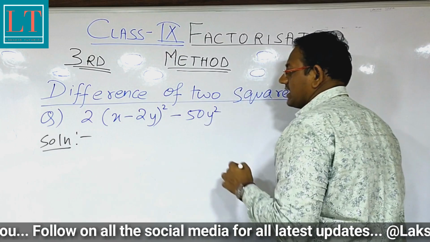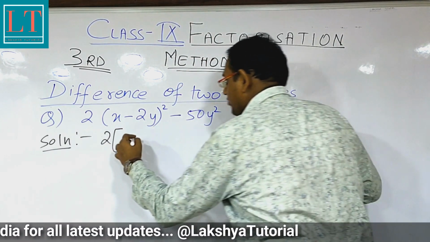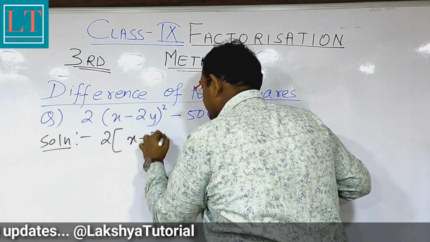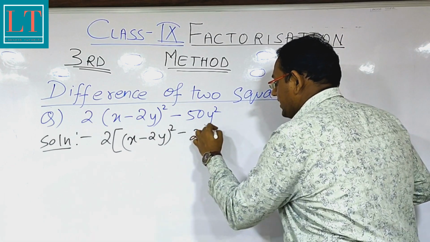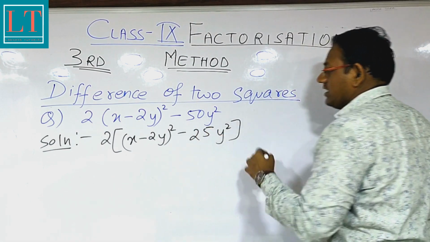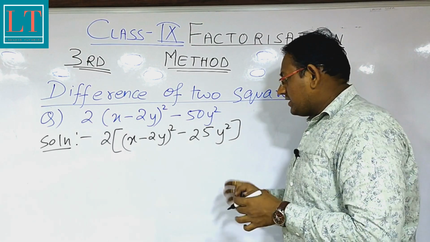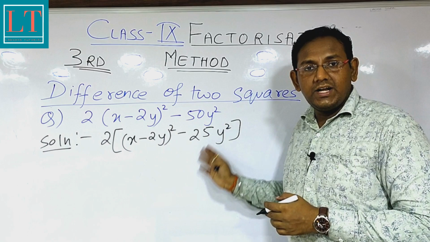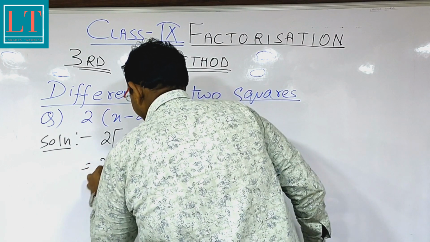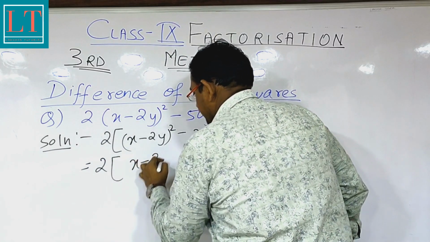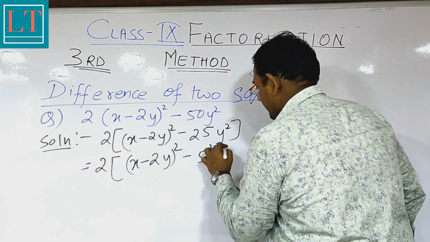Now in this particular case you can see that 2 is common in both the terms. So if we take 2 common, we are getting (x minus 2y) whole square over here, and we are getting 25y square over here, because 50 divided by 2 will easily give you 25 in this case. Now since we are getting 25, we know that 25 is a perfect square, it is 5 square. So let us quickly write this 25 as 5 square y square.